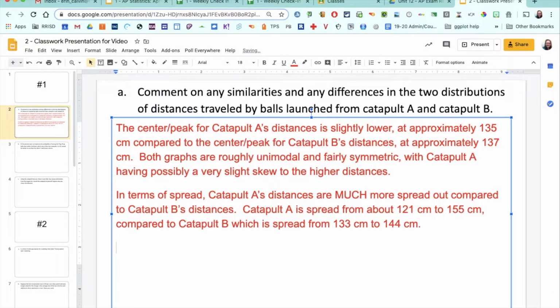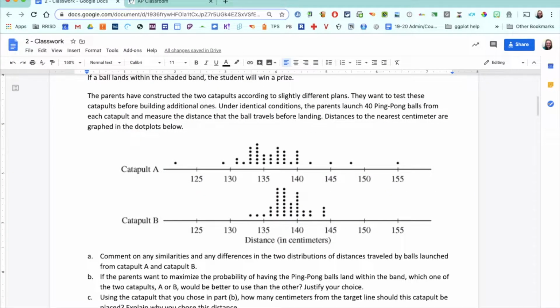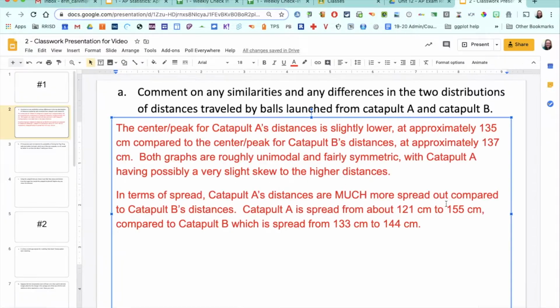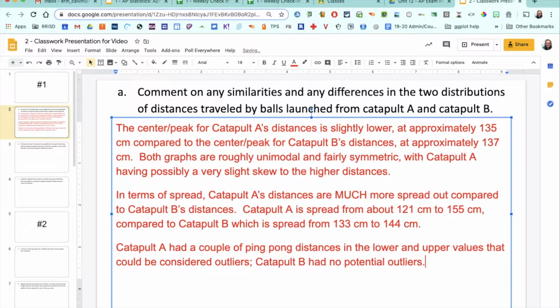This may also be where I would want to mention if I see any potential outliers. Again, on this problem, they weren't necessarily looking for you to do that in the AP grading, but we could maybe say that catapult A has a couple outlying ping pong distances that could be considered outliers. Catapult B doesn't have any apparent outliers. And that's it. So that is our description of the similarities and differences.